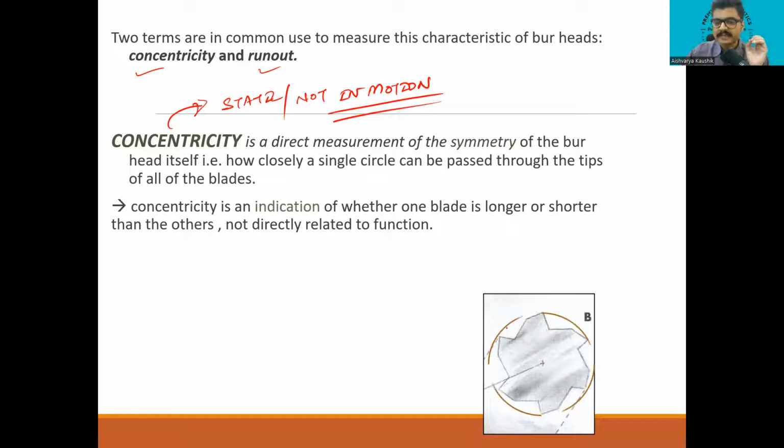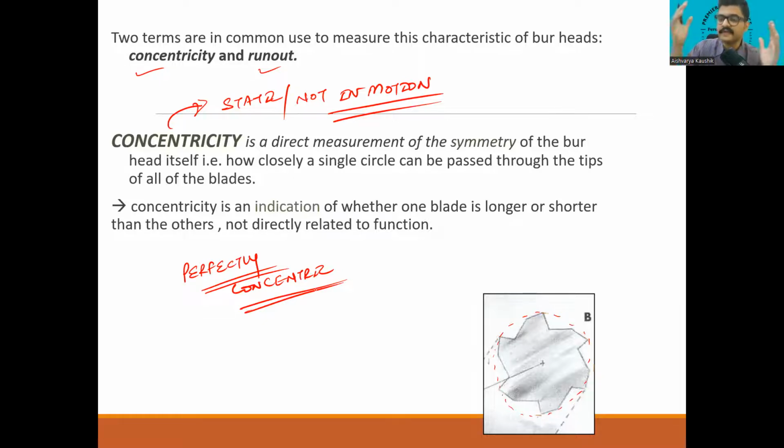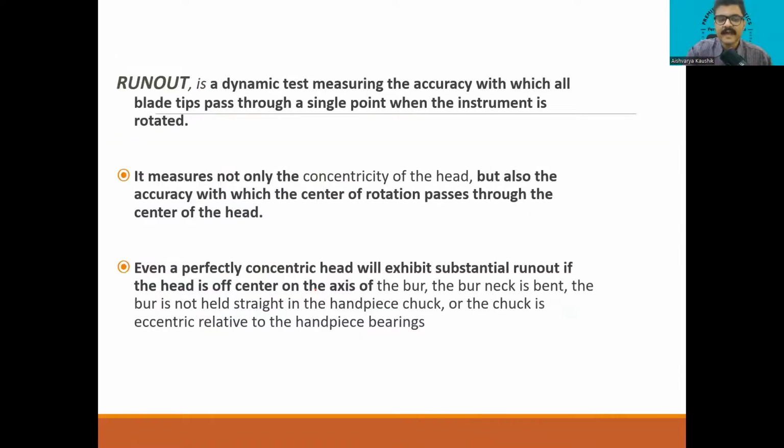So you can see here, as this animation suggests, that you can make a circle through the ends of the blades of the burr, through the ends of the cutting edges, and if you can make a perfect circle, then you have a perfectly concentric burr. If the same measurement is done when the burr is rotating, because that is what is important for us. We have to see the functionality of the burr, how symmetric it is when it is rotating. Now that measurement is known as run out.